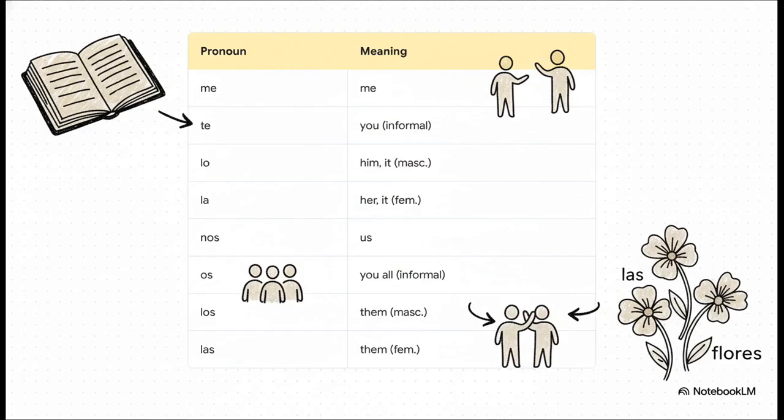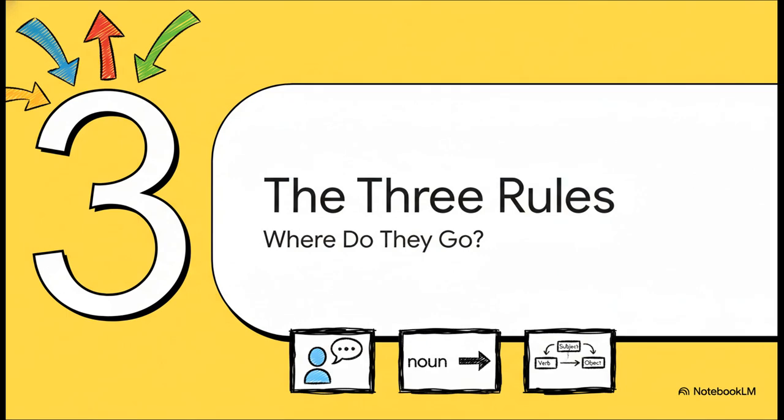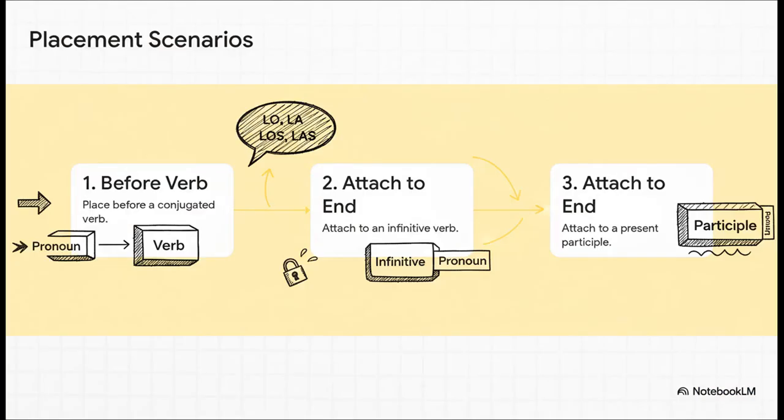Make sense? Okay, this is the part that can sometimes trip people up. Where in the world do you put these little words? But don't you worry, it really just boils down to 3 main rules, and we're going to break them down nice and easy. So these are the 3 main scenarios we're going to look at. The pronoun can go right before a normal conjugated verb, or it can get stuck right onto the end of an infinitive, or finally, it can be attached to the end of a present participle, the ing verbs. Let's see each one in action.